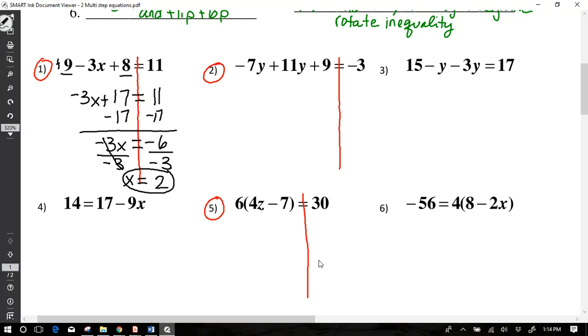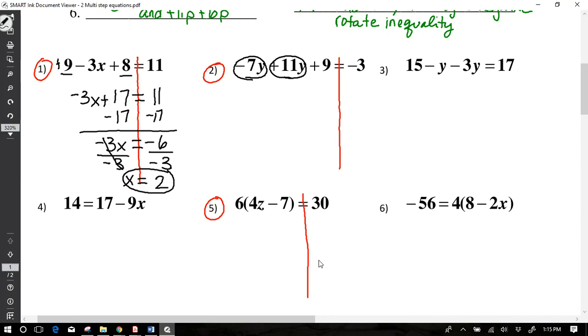Okay, let's look at number 2. In number 2, there are no parentheses, so there's nothing to distribute. Next, I look for like terms that I can combine, and I see a negative 7y and a positive 11y, and they are on the same side of the equal line. So I'm going to keep their signs the same.